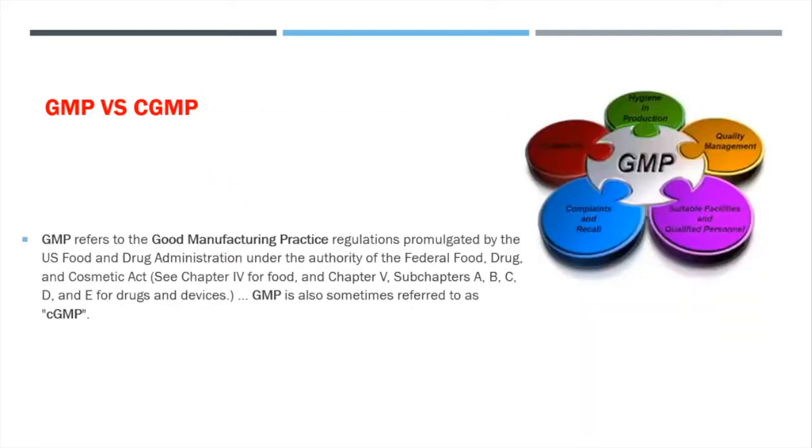That's a small thing: GMP is also known as CGMP. Basically, GMP is the good manufacturing practices. It's a regulation that was designed and established by the US FDA. And obviously, it is established all over the world. And it is also called CGMP, the current good manufacturing practices.